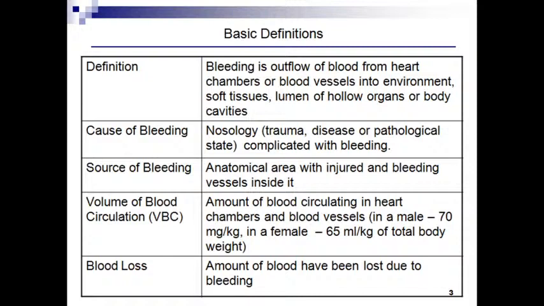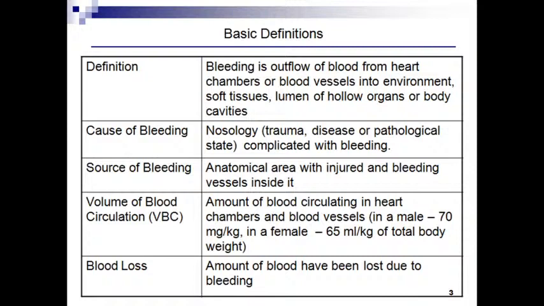Next definition: what can be considered as a cause of bleeding? Cause of bleeding is any nosology, name of disease or pathological state or trauma. So this is pathological condition complicated with bleeding. First of all, mechanical injury, traumatology. Traumatologic nosology complicated with bleeding because of nature of trauma is a mechanical damage to soft tissues and bones.